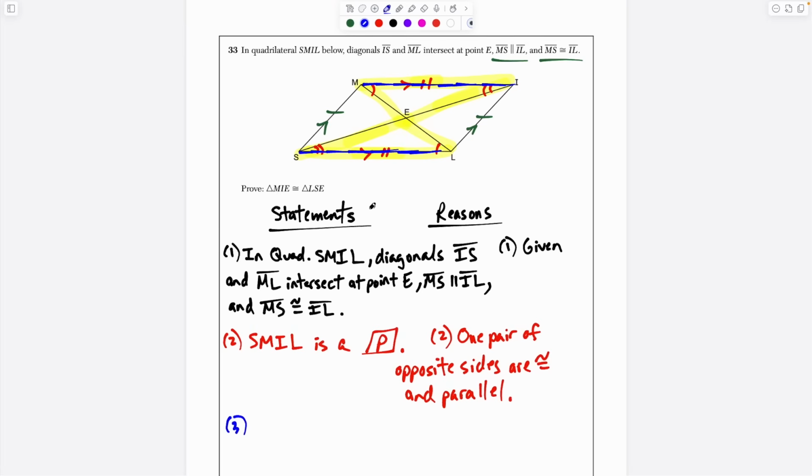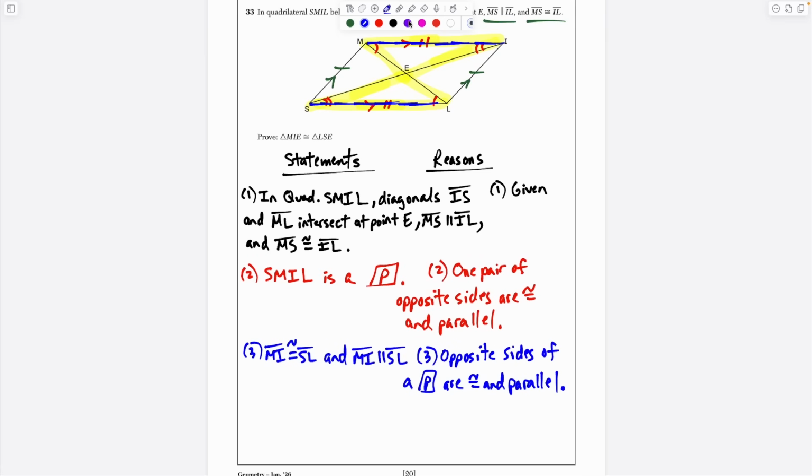So we're going to say over here that MI, so this side here, is congruent to SL. And I could say that MI is parallel to SL. And the reason is opposite sides of a parallelogram are congruent and parallel.